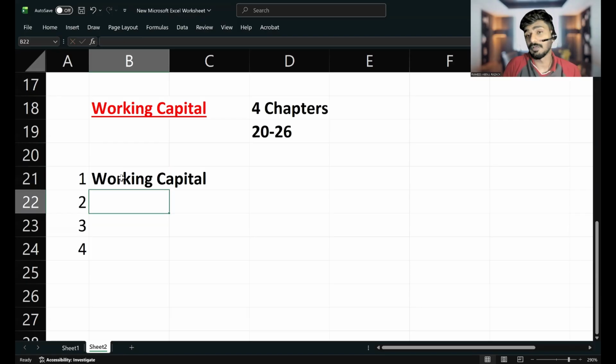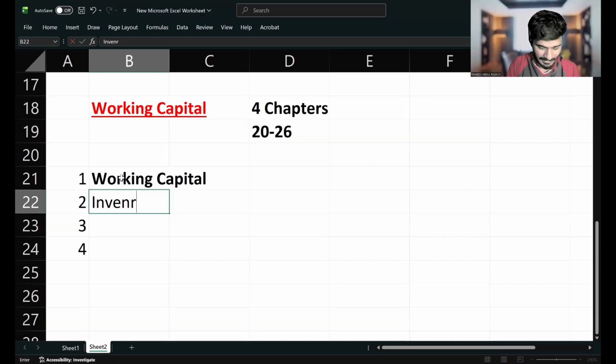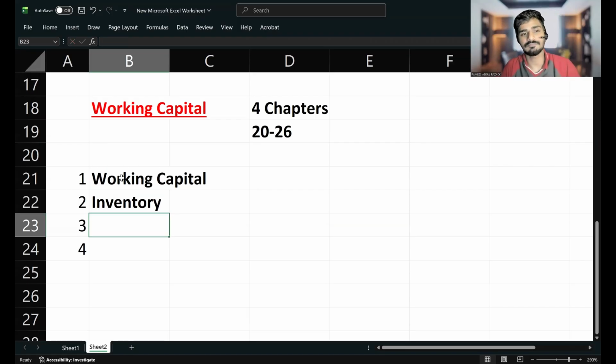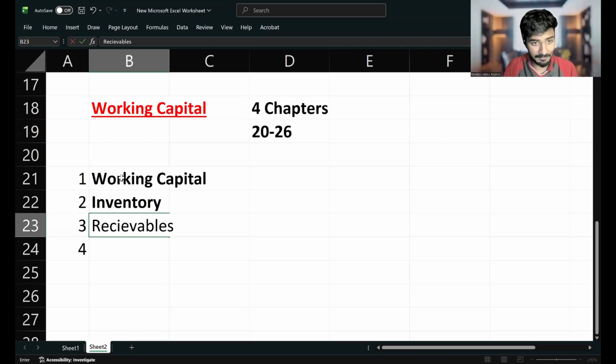Then in the second chapter, we will discuss some more topics. What was being tested in the second chapter? Inventory management. The second chapter was about inventory. Inventory is also part of working capital. The amount we invest in inventory is also called working capital. Then the next chapter was receivables and payables.